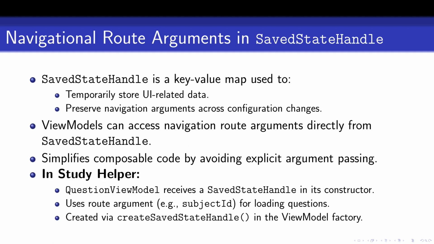Let's shift to handling navigation arguments with Save State Handle. Save State Handle is a key value store that retains route arguments and UI state across configuration changes. In the Study Helper app, the question view model receives a Save State Handle that includes the subject ID argument. This makes it easy to retrieve and use the subject ID without needing to manually pass arguments between composables.